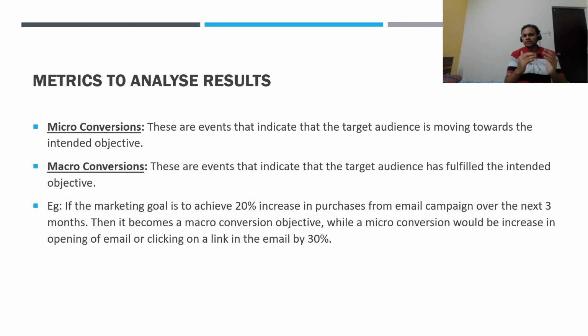Just because a user has opened the email, clicked on a link, reached the landing page of the product and saw the product, but didn't end up buying it, it means that you have achieved the micro conversion, but on the macro conversion front it has not happened. So that is what it does: it helps you understand where the customer journey is breaking. That way you can do more targeted outreach to the customers.